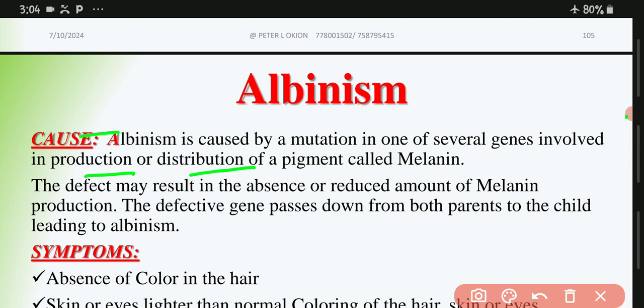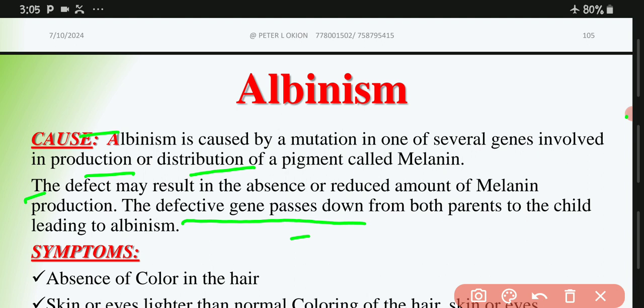Then from there, we can go ahead and say that the defects may result in the absence or reduced amount of what? Melanin. This can be the result when these genes fail to do what? To produce melanin. Then we are saying that the defective gene passes down from both parents to the child, leading to albinism.